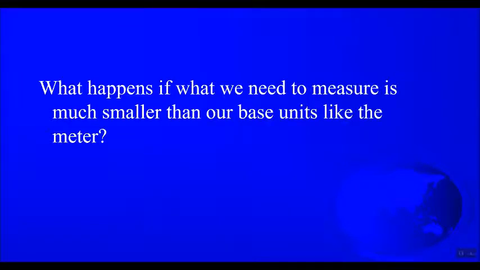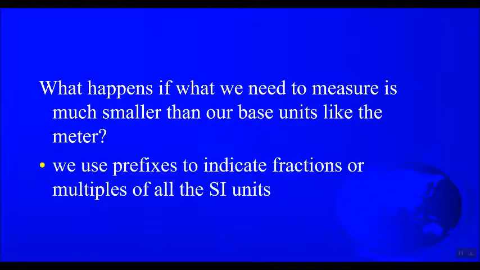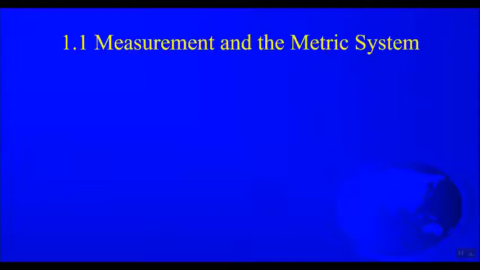So what happens if what we need to measure is smaller than our base unit, like the meter? Okay, so you're trying to measure the width of coronavirus, COVID-19. Well, if you're going to take out a meter stick to try to measure the width of a tiny little virus, you are going to have a very difficult time. So the way that the SI system deals with this is we use prefixes to upscale something or to downscale it, to either have a fraction of a meter or to have a multiple of a meter.